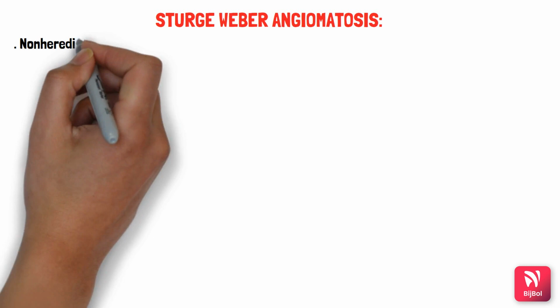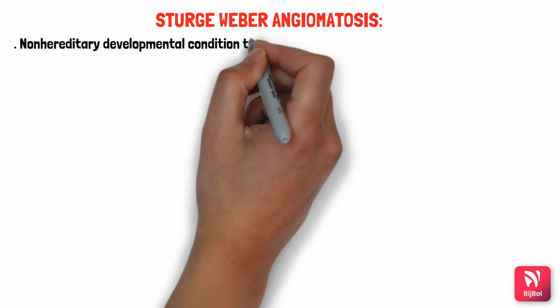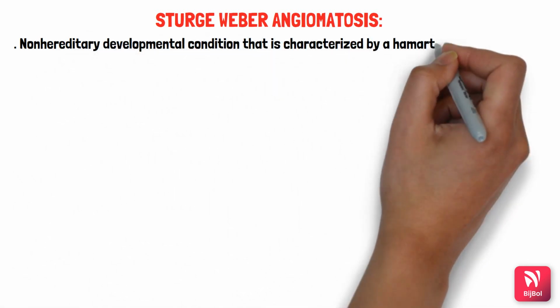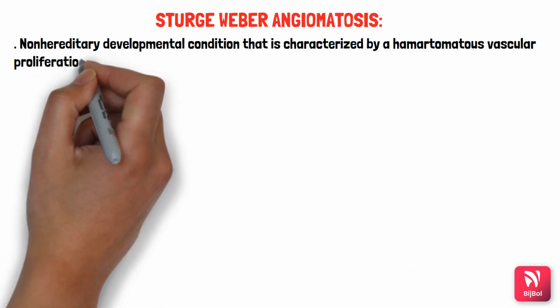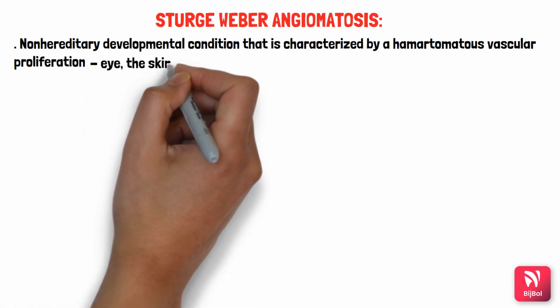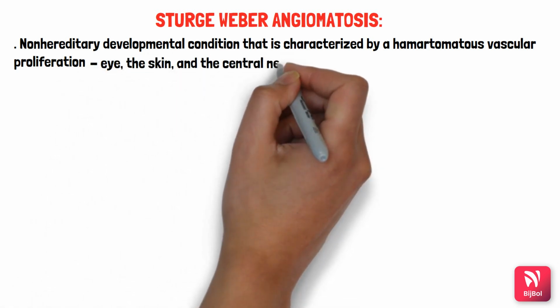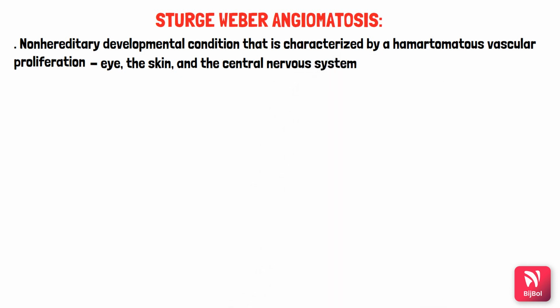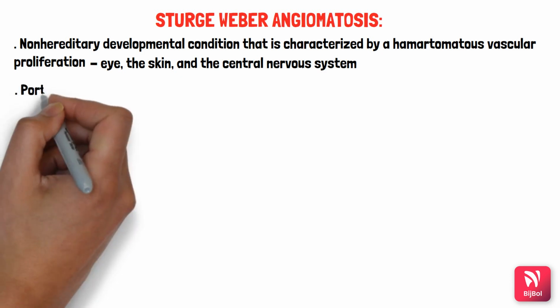Next we will see Sturge-Weber syndrome. It's also called Sturge-Weber angiomatosis, or encephalotrigeminal hemangiomatosis. So encephalo, that is brain, trigeminal, that is trigeminal nerve related hemangiomatosis. So it is a non-hereditary developmental condition. As you can see, Osler-Weber was hereditary, whereas this is a non-hereditary developmental condition which involves organs like eye, skin, and central nervous system.